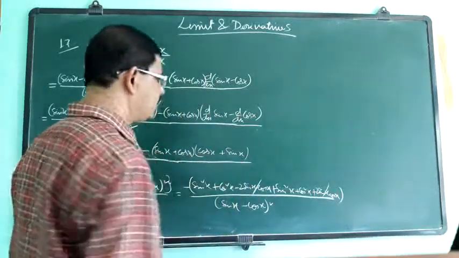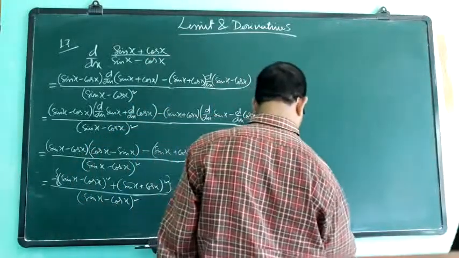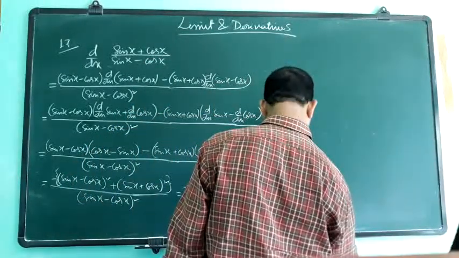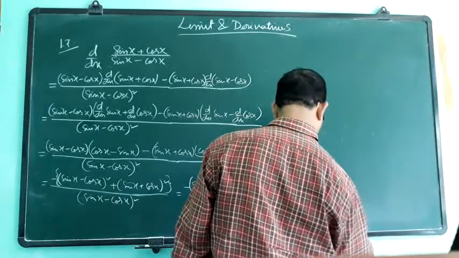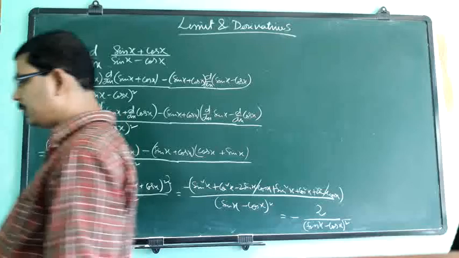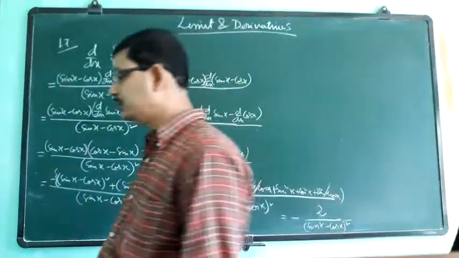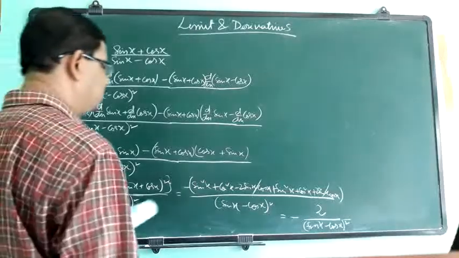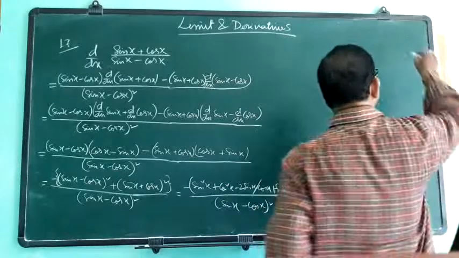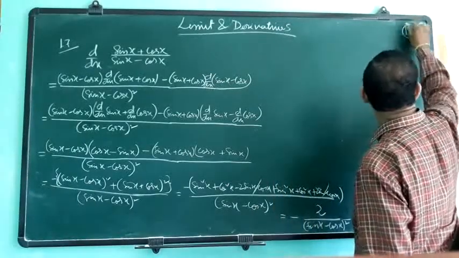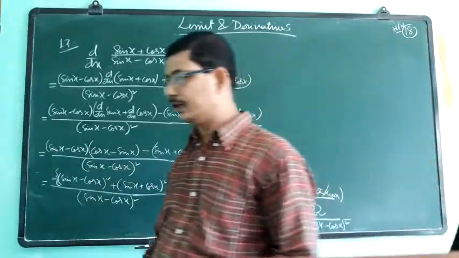Now this term sin square x plus cos square x is 1. This is 1. So we will get minus 2 divided by (sin x - cos x) whole square. So this is our value for question number 17. This is the way we have to do it. Similarly, we can do question number 18. So 18 is your homework. I expect that question number 18 of this miscellaneous exercise you will do as homework.